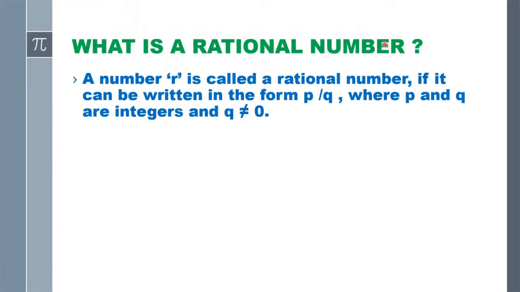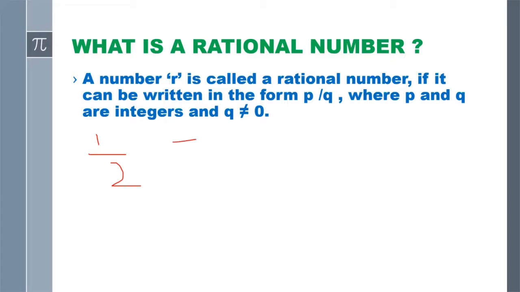What is a rational number? A number r is called a rational number if it can be written in the form p by q, where p and q are integers and q is not equal to 0. What does it mean that p and q are integers? Let me explain with an example. Here, 1 by 2: 1 and 2 are natural numbers as well as integers, and they can be written in the form p by q, hence it is a rational number.